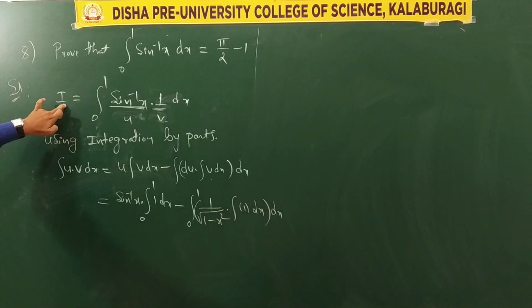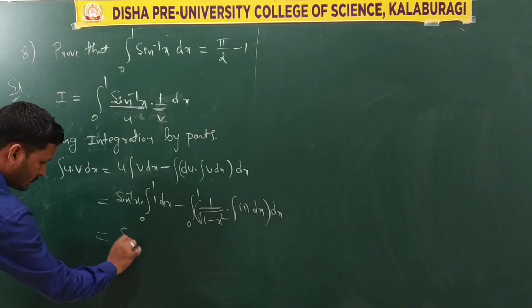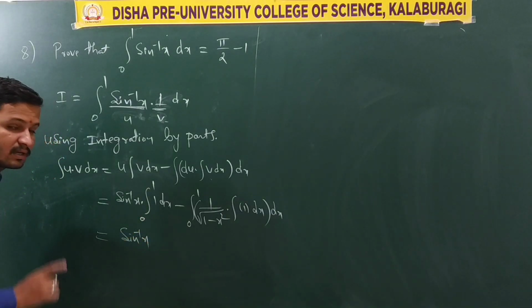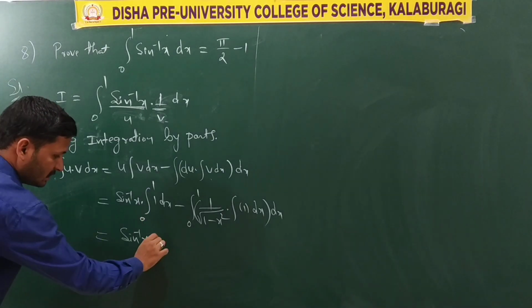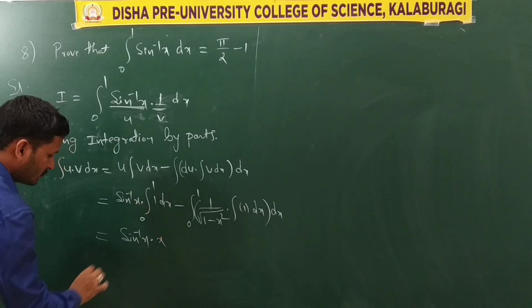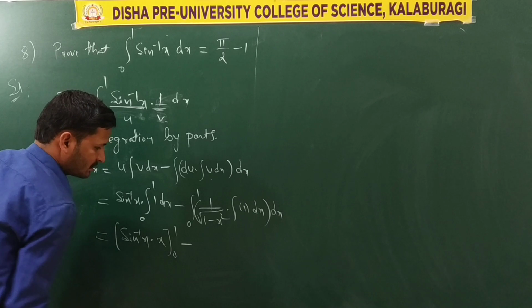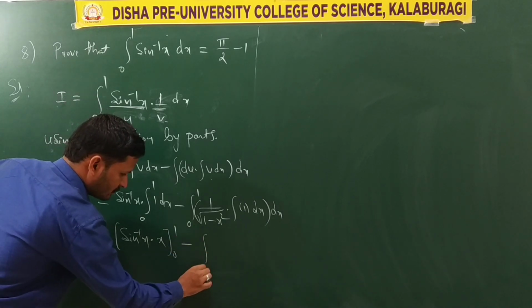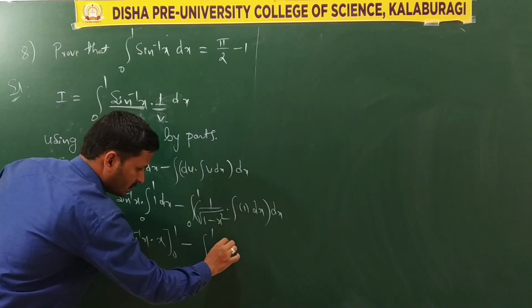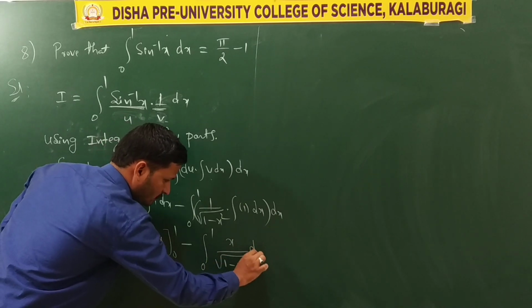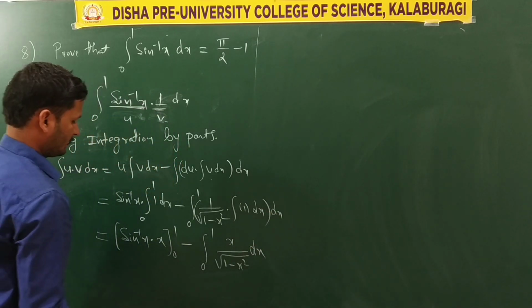Next is sin inverse x into integration of 1. See, integration of 1 is x, so limits from 0 to 1, minus integration of 0 to 1. Integration of 1 is x, so x divided by under root of 1 minus x square into dx.